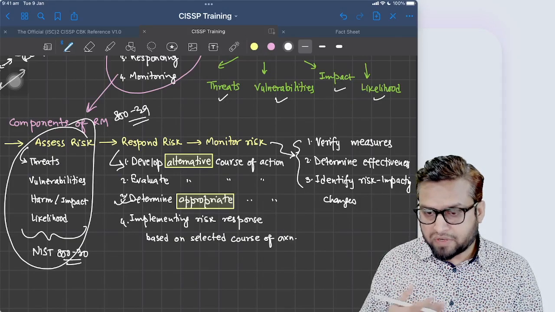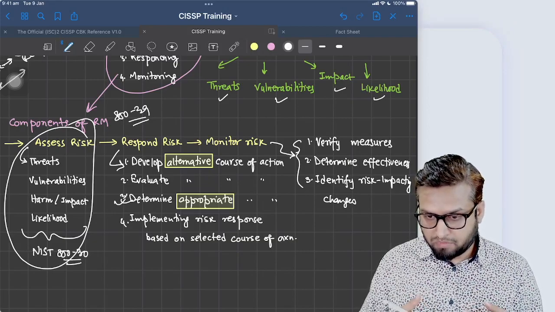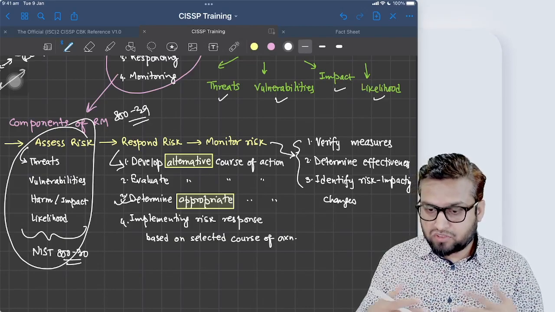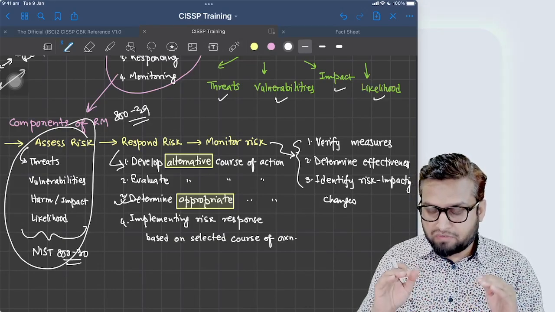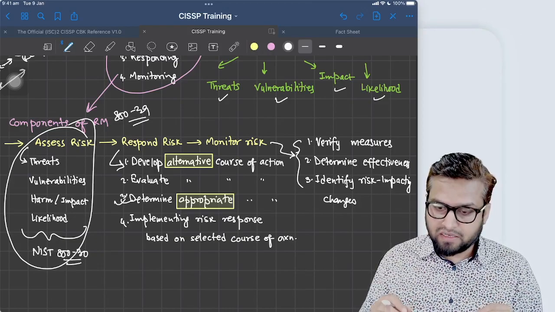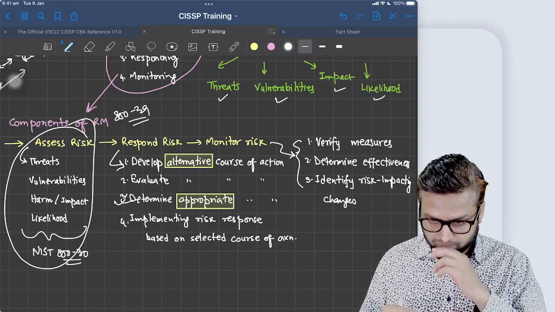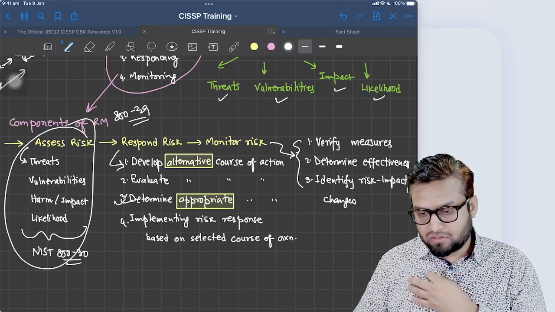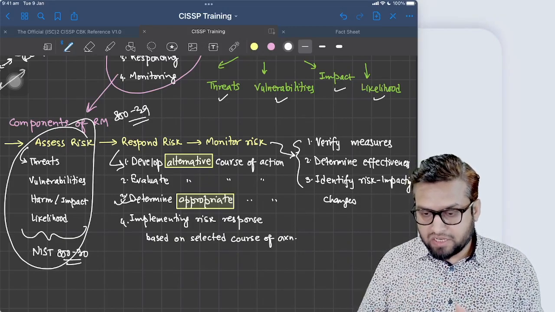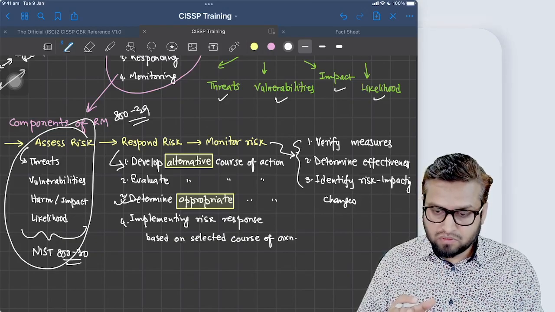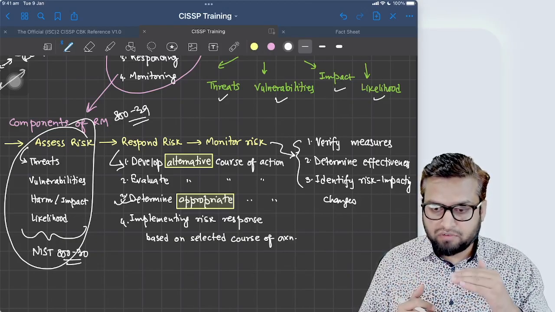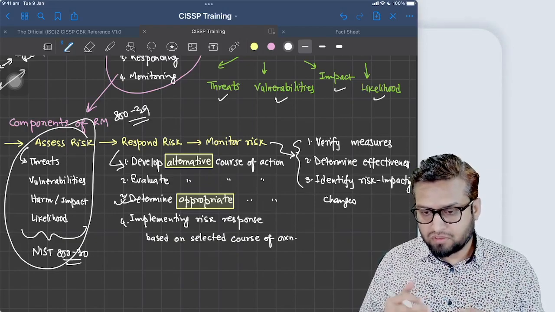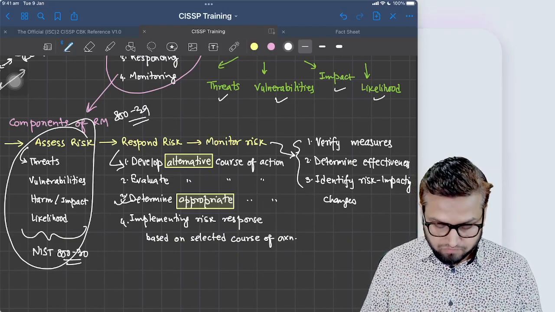Then we determine the effectiveness of those measures. Then we identify risk impacting changes. Like if we have deployed a countermeasure and there is any slight change to the environment, then we have to do the risk assessment again, because the change will either increase or decrease the baseline, right? So then we have to do a re-evaluation.